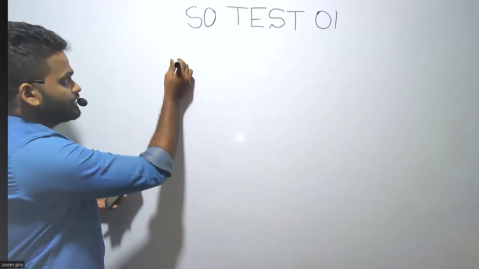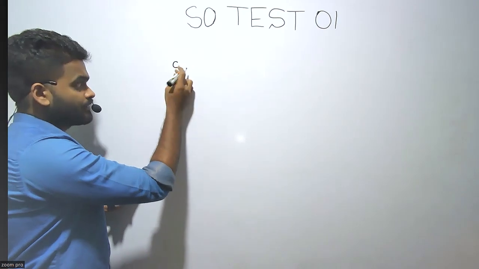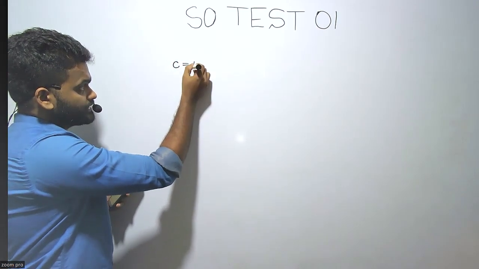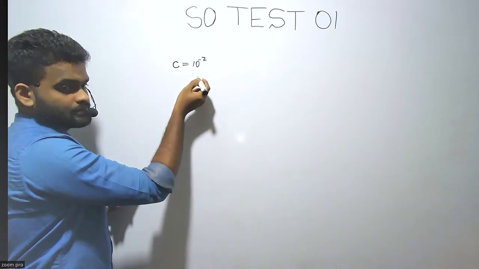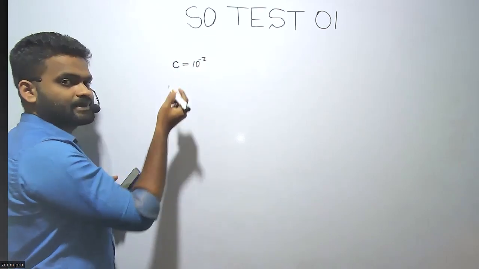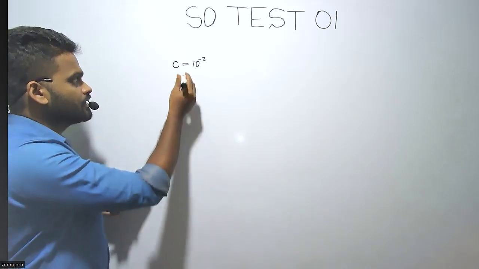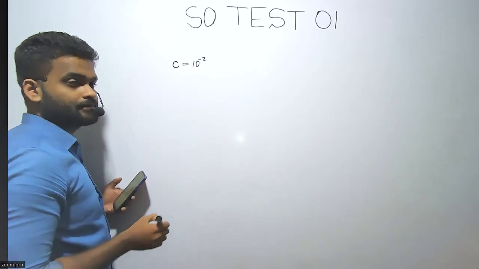So centi, you can put this in front of a unit. The value of centi is 10 to the power minus 2. So instead of writing this whole thing, you can just put c. Then it looks simpler, right? We can compare things easily. That's the only reason we use this.